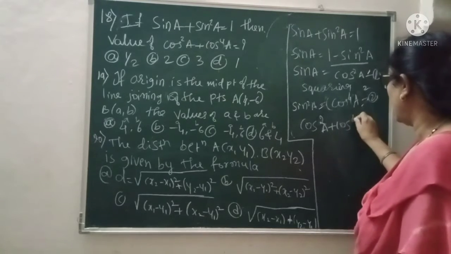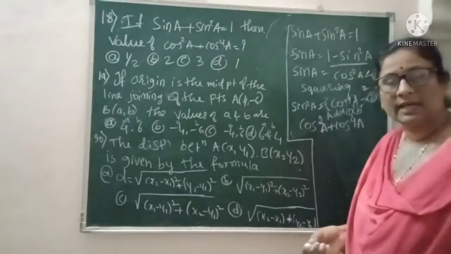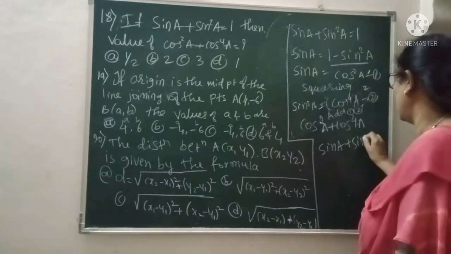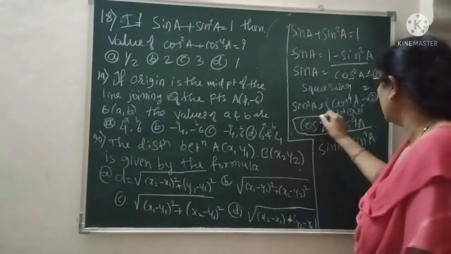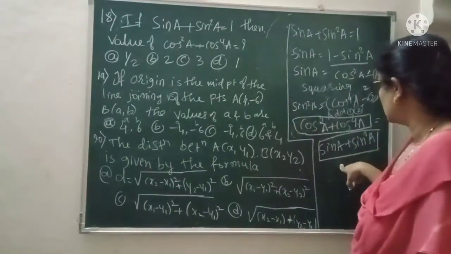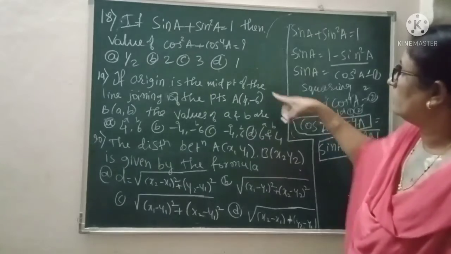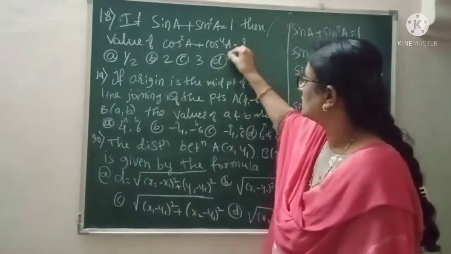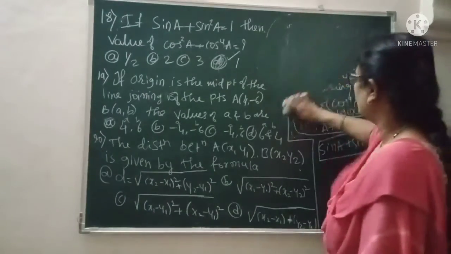So cos square a plus cos 4a. What am I doing here? I am adding 1 and 2, the RHS and LHS. What do you get here? This one has sin a plus sin square a. That means cos square a plus cos 4a is nothing but sin a plus sin square a. As you are given the value of sin a plus sin square a, that is 1, the value of this one is also 1. The correct option is D, 1. This way, this problem is a little different but very interesting.